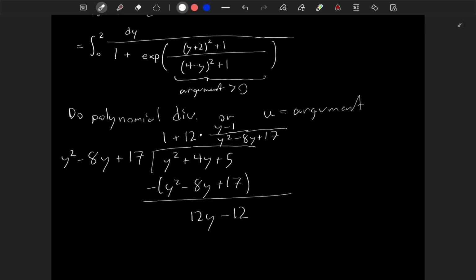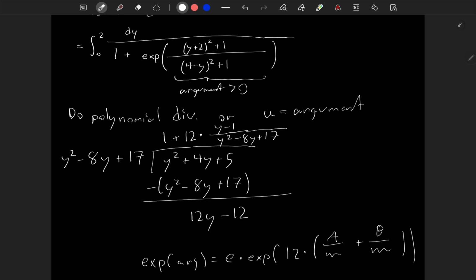Maybe from there you can do partial fractions, if that really gives us anything. It would let us write the exponential we got here as e times the exponential of 12 times two linear denominators going on. I don't see us getting much from that.